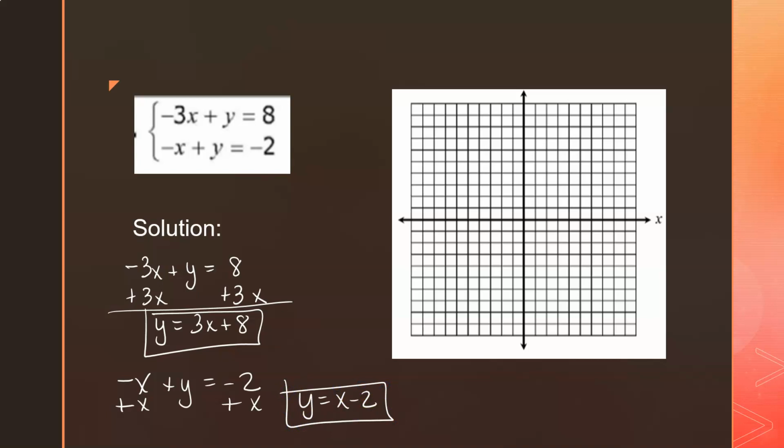All right, let's graph. So I'm going to start with positive 8. And my slope is 3.